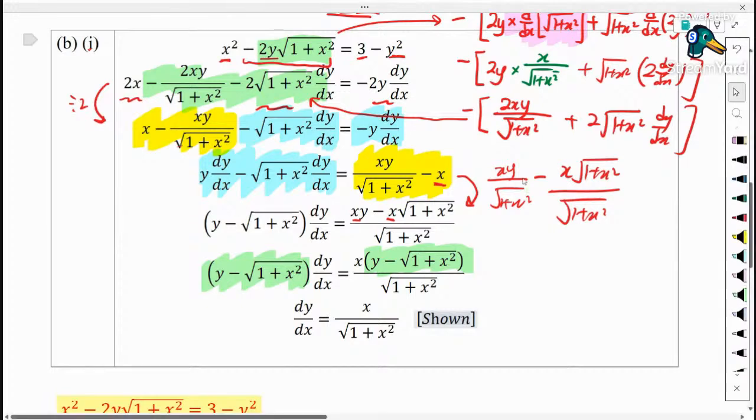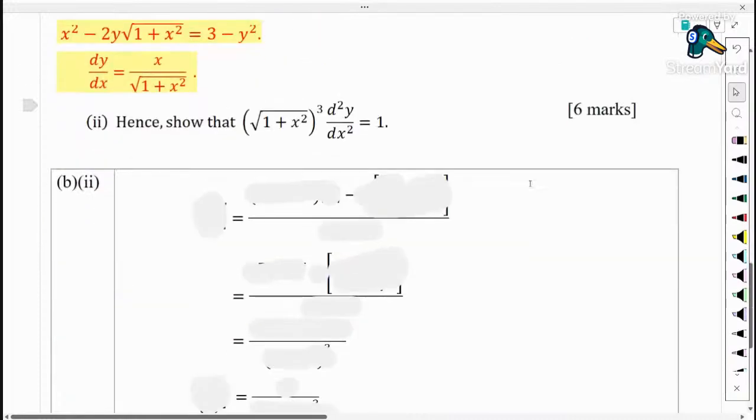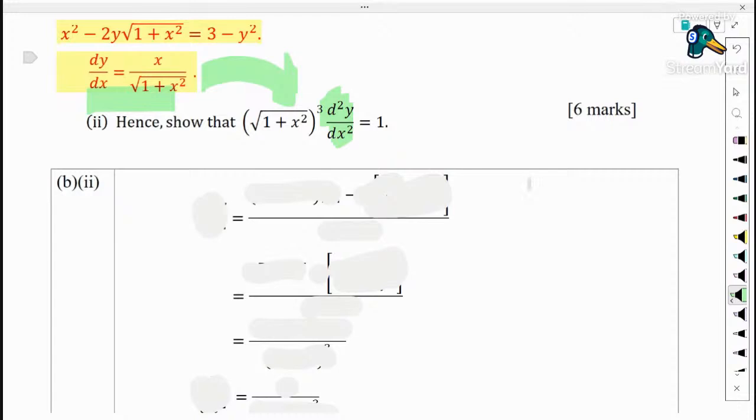Okay, continue. Part 2: hence show this result of the equation involving the second derivative. So hence make use of the first derivative to get this equation. As you can see, this equation has a second derivative. That means this first derivative I need to differentiate once again in order to get the answer of the second derivative. And let's see the framework on how to do these differentiations here.